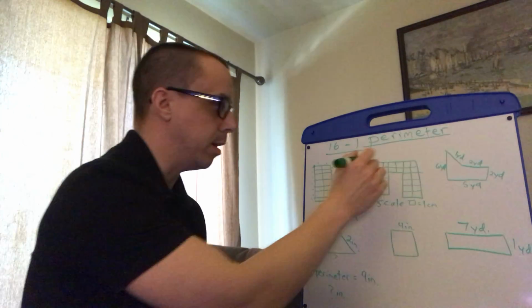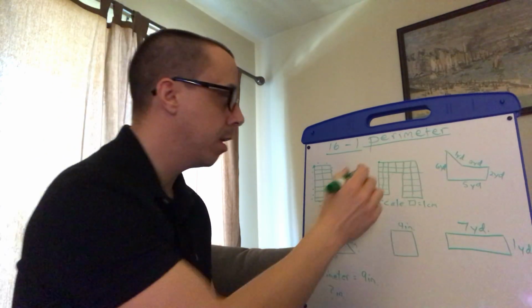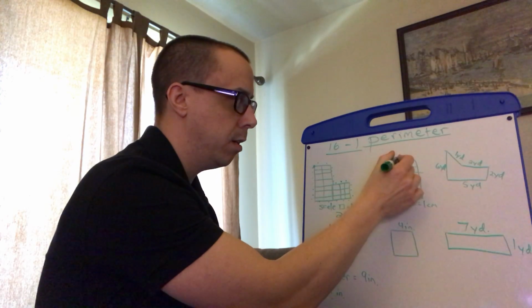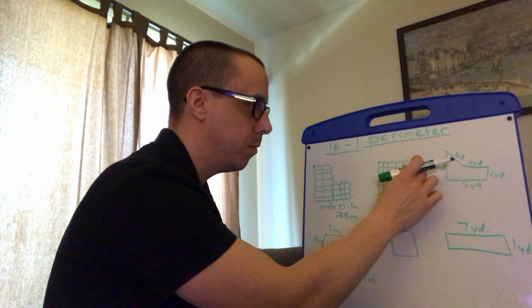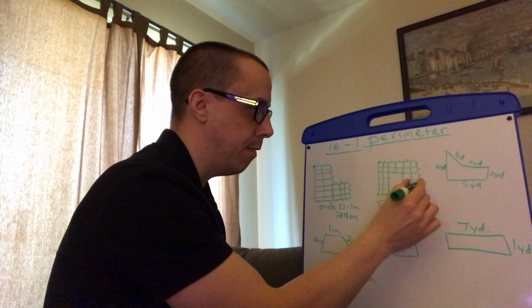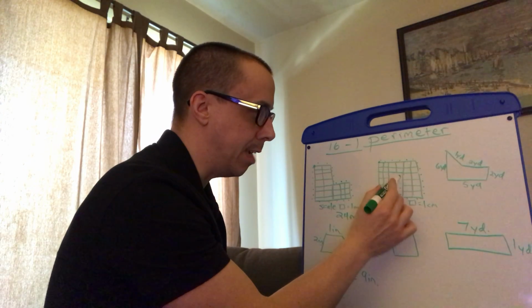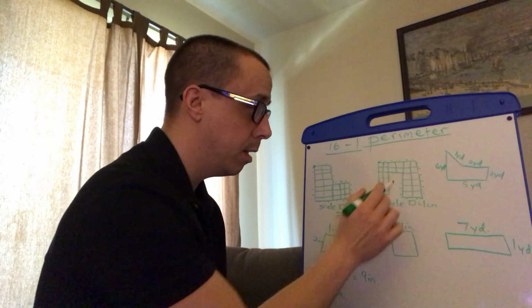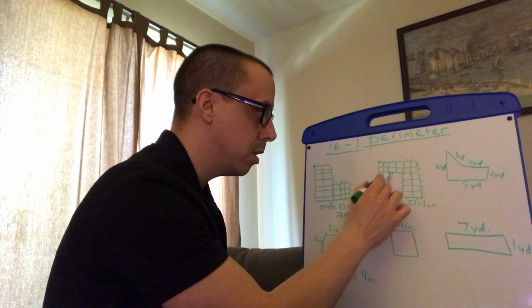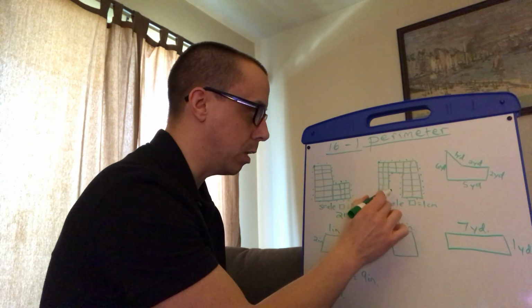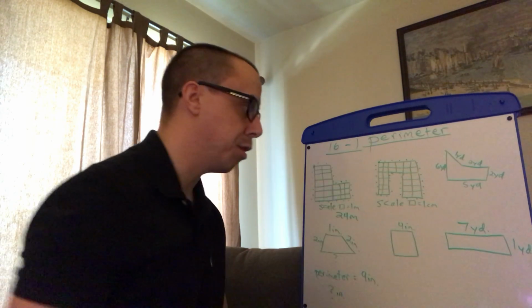Okay, here we go. Again, start top left. You don't have to, but I just recommend it. 1, 2, 3, 4, 5, 6. Around that corner. 7, 8, 9, 10, 11, 12, 13, 14, 15, 16, 17. Now here's where it gets tricky. 18, 19, 20, 21, 22, 23, 24, 25, 26, 27, 28, 29, 30, 31, 32.